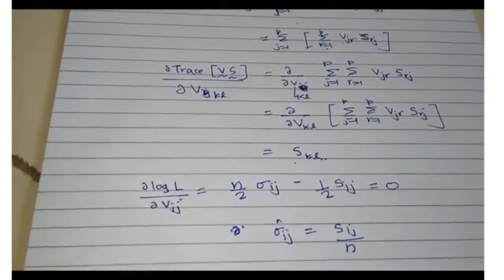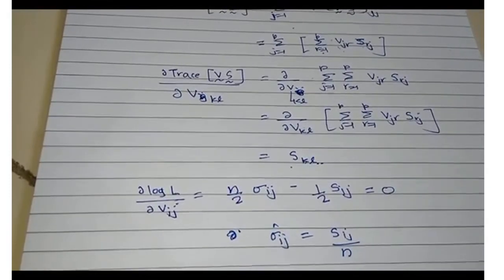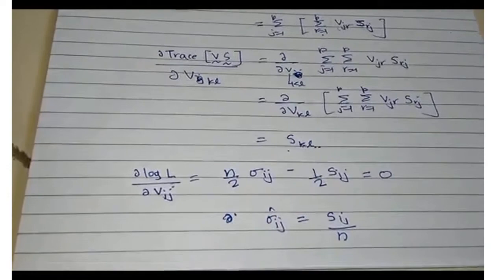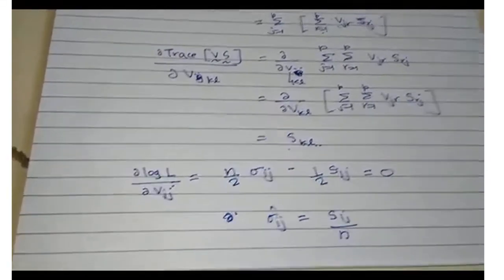Right now what I have proved is that the CSSP matrix upon n and the mean vector x bar as mu hat are actually solutions to the likelihood equations. That this solution maximizes the likelihood will be proved in the next lecture.